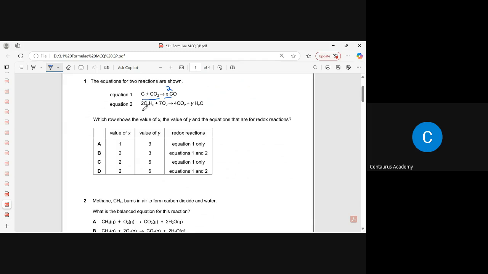If you look into equation 2, we have to look into the value for y. There are a total of 12 hydrogen atoms on the left. So to make it 12, you need to add in 6 here. This 6 will be multiplied with this 2 to give you 12 hydrogen atoms. So this means that it wouldn't be A or B. The answer is either C or D. Now you have to look into equation number 2 for whether it is the redox reaction or not.